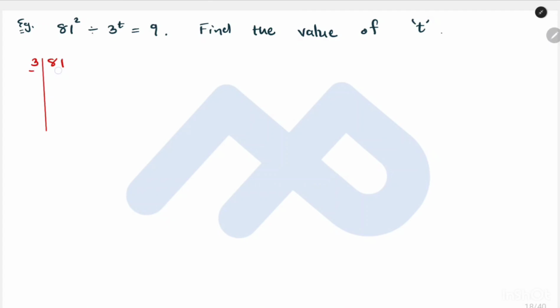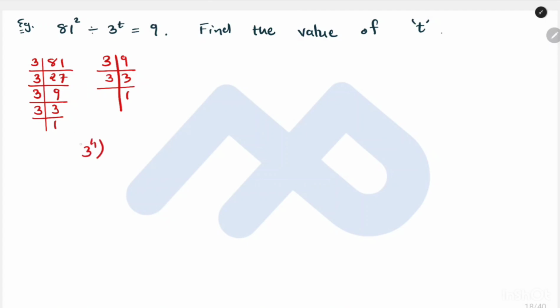So 81 is divisible by 3, so you'll get 27. 27 divided by 3 you'll get 9. 9 divided by 3 you'll get 3. 3 divided by 3 you'll get 1. And similarly 9 is divisible by 3, you'll get 3. 3 divided by 3 you'll get 1. So this 81 can be written as 3 to the power 4, and 9 can be written as 3 to the power 2. So let's replace that.